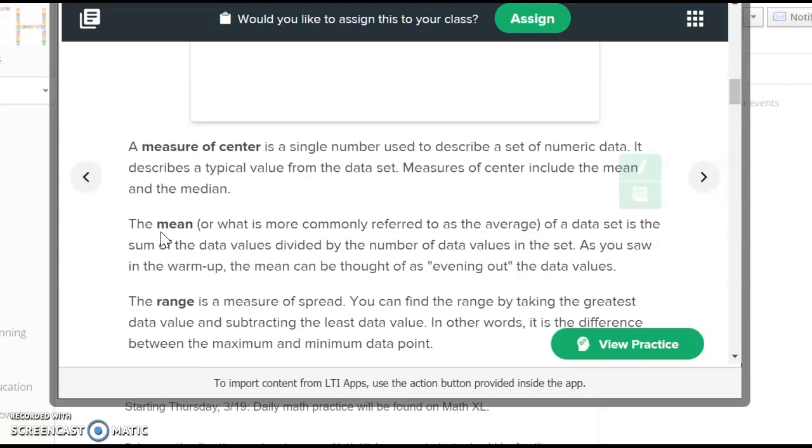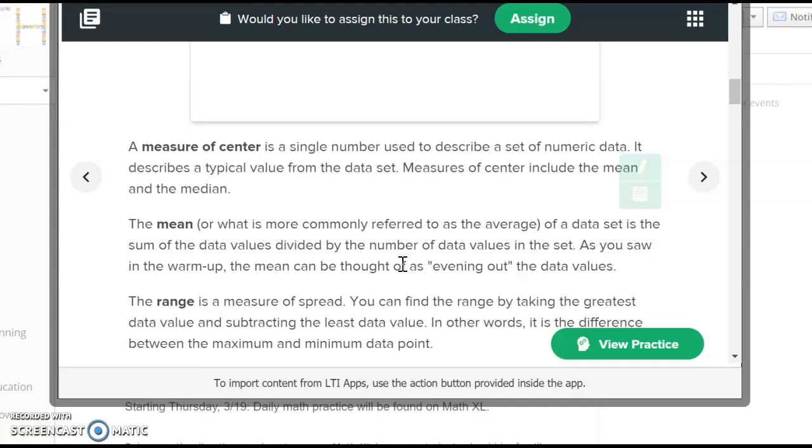And if I'm not mistaken, either with Mrs. Kelly earlier in the year or with Miss Johnson, you have worked with the mean or found the mean in science. Okay, the mean of a data set is the sum of the data values divided by the number of data values in the set. As you saw with the warm-up with the candy yum yums, the mean can be thought of as evening out the data values. So you have to add up all your data values and then divide. Get the sum of the data values and divide by the number of values in your data.